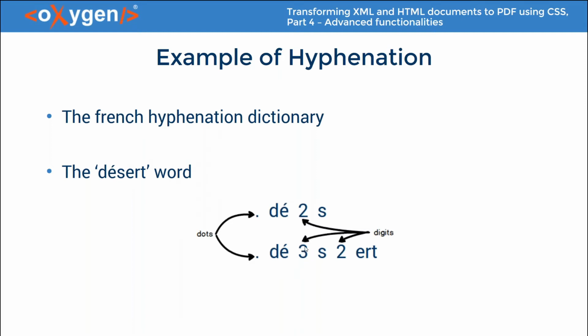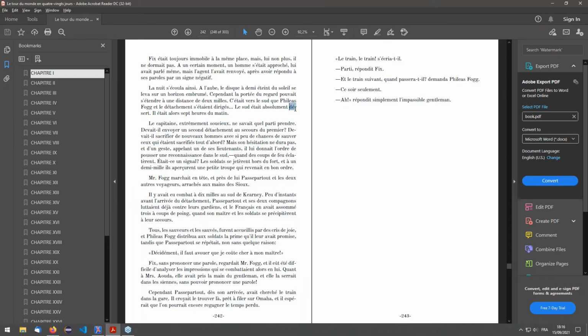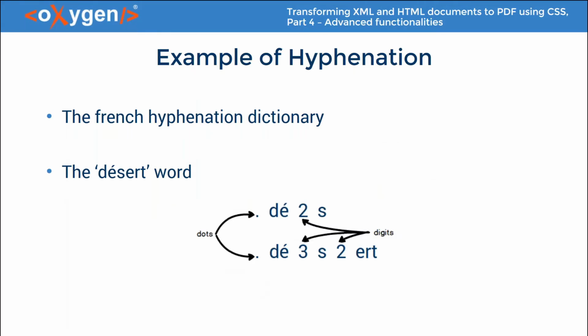The 3 will be applied between the first syllable and the S, and another digit will be applied between the S and the last syllable, which means that here the processor cannot split the word. Because of this 3 here, the hyphenation point is applied exactly on this location, and the word is split exactly on this point. So this is how hyphenation works.